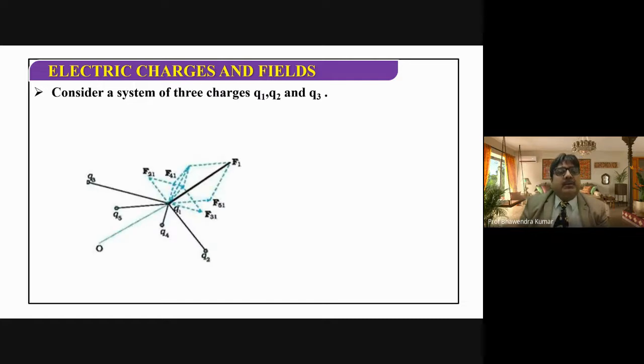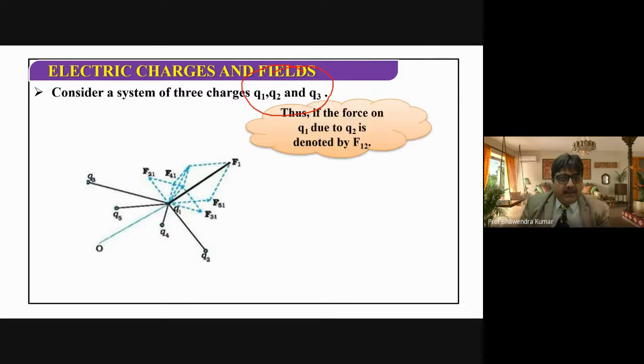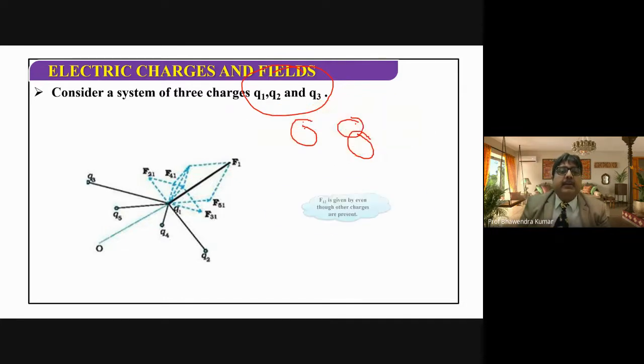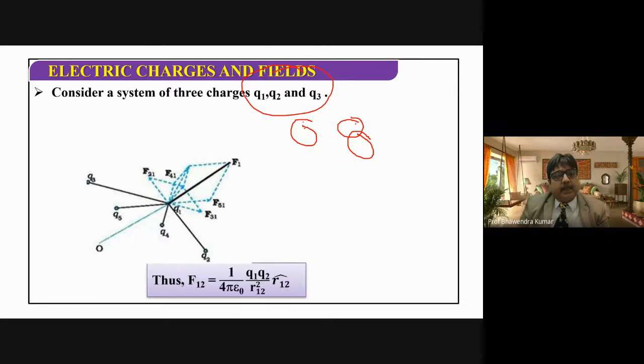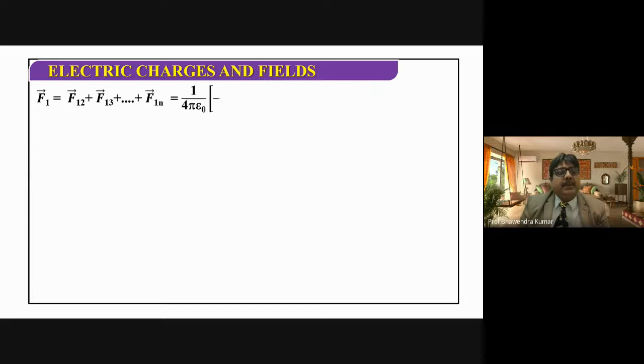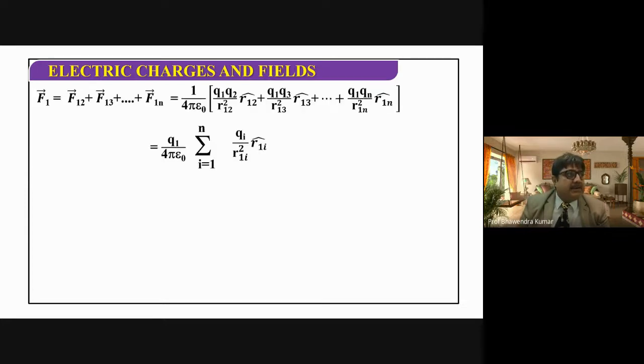Now, if there is a system of multiple charges, then what will happen? We consider the force between any one charge. Suppose we consider the force on charge Q1 due to Q2, and we denote it by F12. Similarly, the force on Q1 due to Q3, we call it F13. And when we add the forces, what do we get? We get the net force. Is that clear? The net force will be given by the vector sum of the forces. Any problem? Here it is written in terms of the unit vector, right?